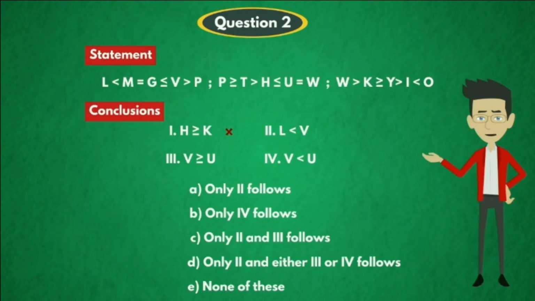So here conclusion 1 is false, conclusion 2 is true, conclusion 3 and conclusion 4 is false, either or. So the answer is option D. Only 2 and either 3 or 4 follows.